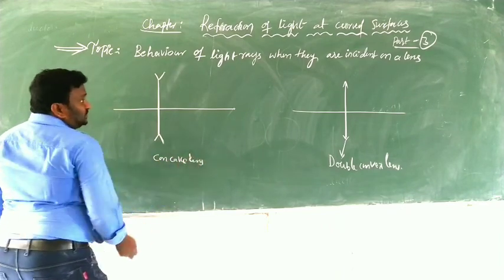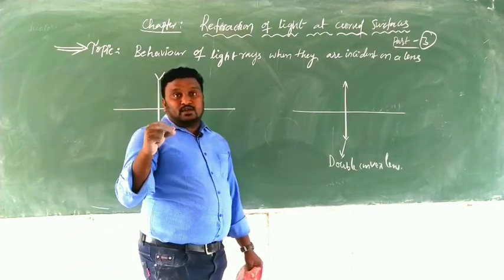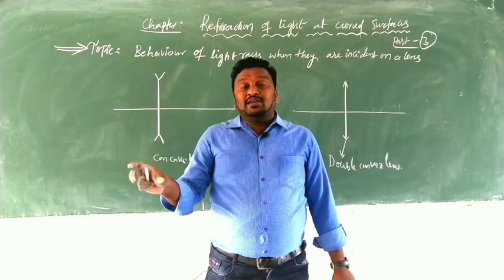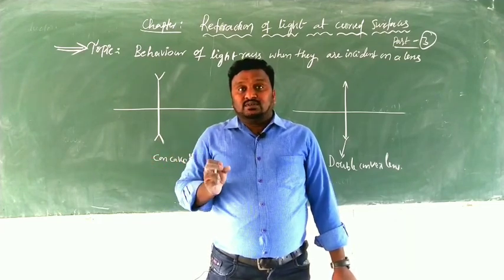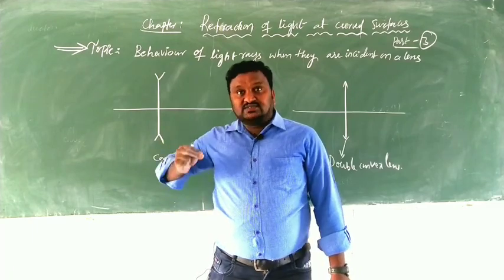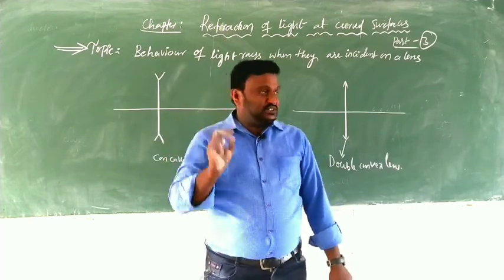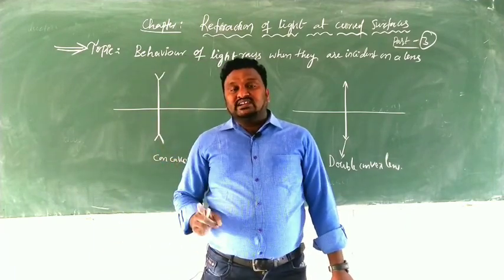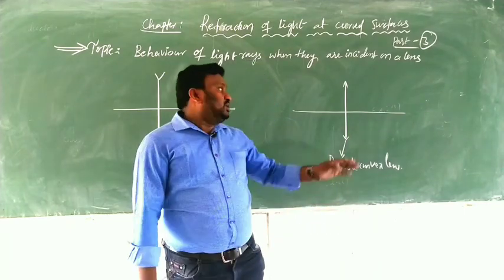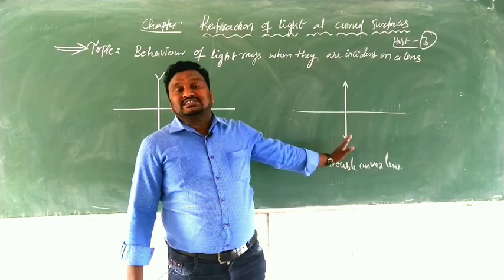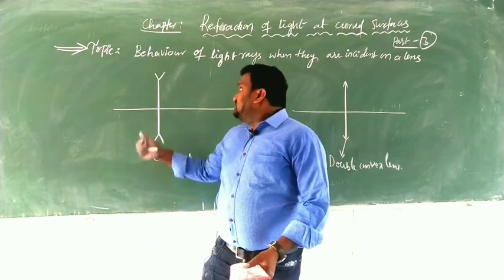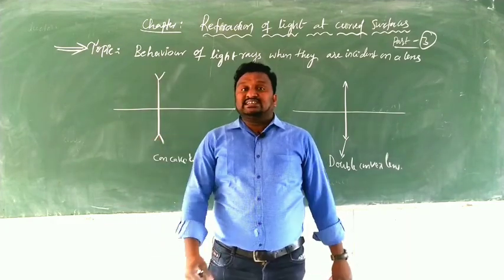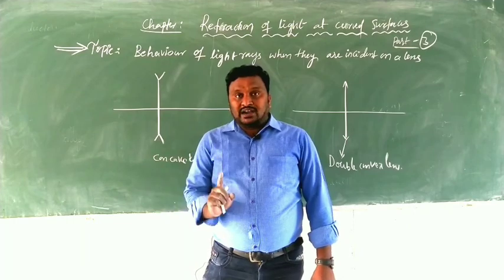Don't forget, children. If you understand today's topic, then only will you go to the next important topic, drawing ray diagrams. To draw ray diagrams, today's class is very important. That's why you must watch it. First, how can we identify the convex lens and concave lens in diagrams? The double headed arrow should be taken as the biconvex lens, and a vertical line with the two slits should be taken as the biconcave or concave lens.